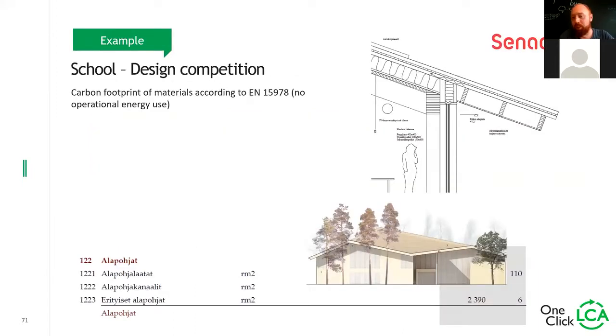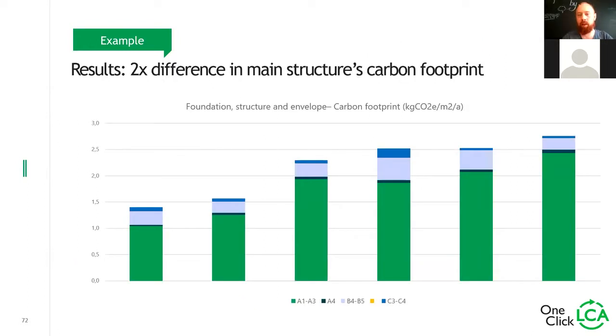In the example of the school project, the carbon footprint of materials had to be according to EN 15804, so we were only looking at the material emissions, not the operational energy use. And we saw that the emissions were almost twice as different in the entire carbon footprint. We can see that there are different designs which were done here, and the design on the right had almost twice as much material emissions as the design on the left. In this case, they recorded the emissions in kilograms CO2 per square meter per year, which is a common way of reporting emissions in Finland.